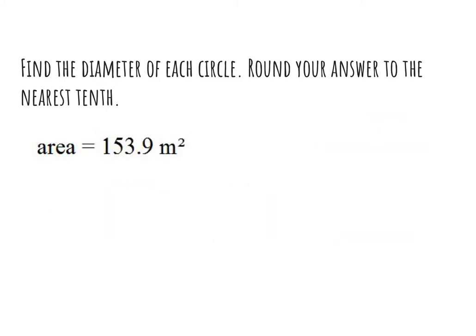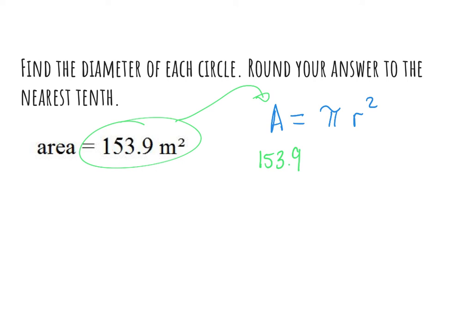So I want to find the diameter. This time I am given the area. So I am going to use my area formula, which is A equals pi r squared. And I'm going to fill in the information I know. So I know the area is 153.9, and that has to equal pi r squared. So the first step is to get r squared by itself. So I am going to divide by pi. And that goes away. So I am just left with a variable. However, it has an exponent.